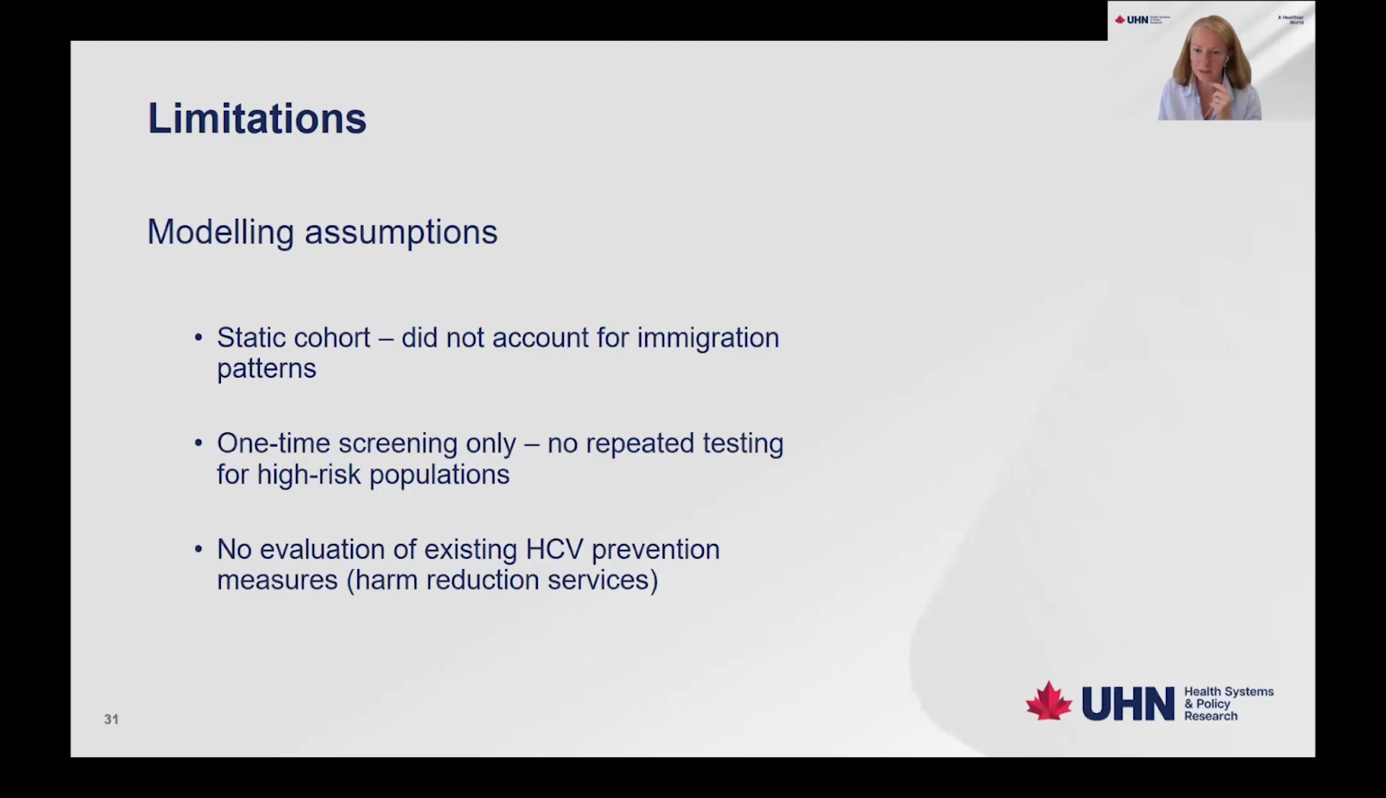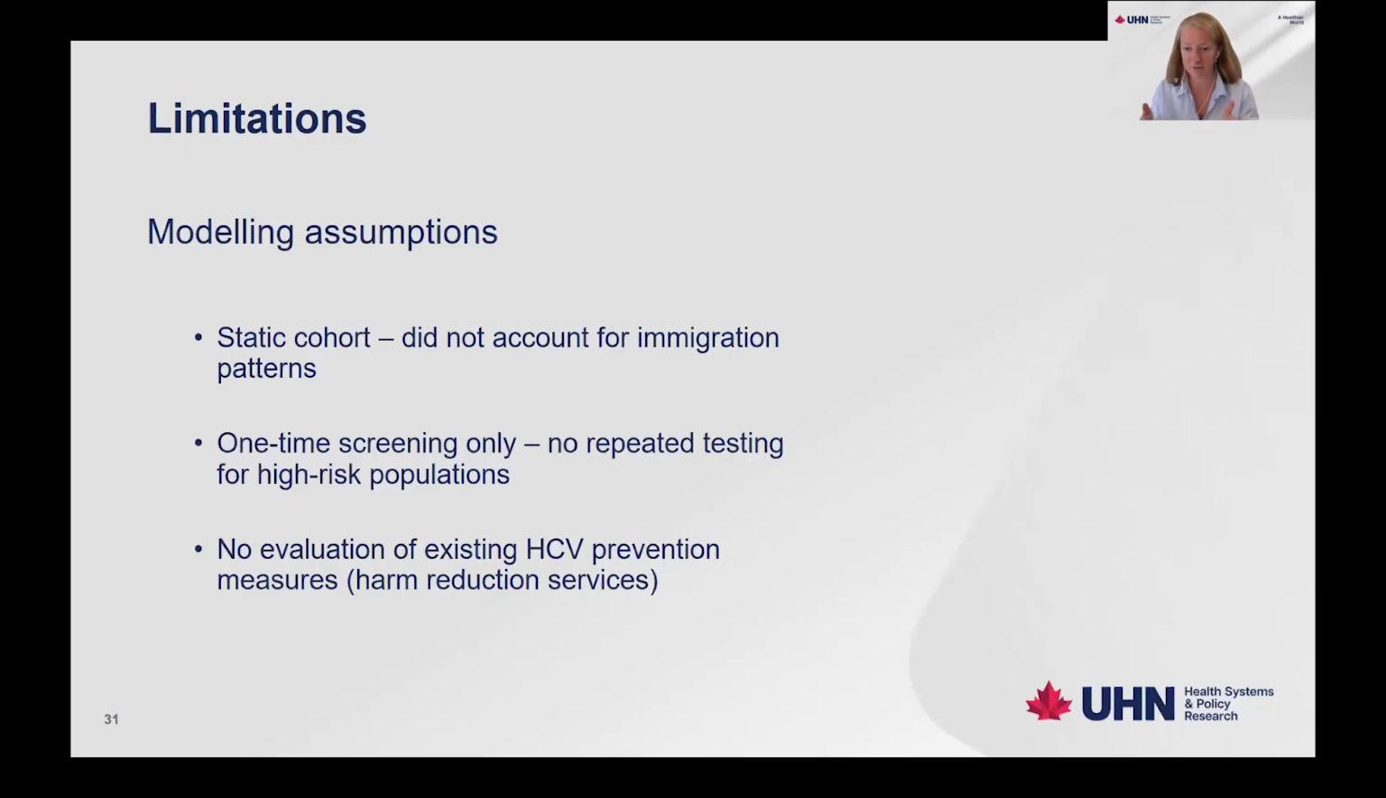Okay, next slide. So I think some limitations that we want to talk about are our modeling assumptions. Very important is that we used a static cohort. What that means is that we did not account for immigration patterns. That's why we would frame the 2035 analysis specifically. The longer out we go, the more important it becomes that we used that static cohort, because we are not bringing in new people who may already be infected with hepatitis B or hepatitis C.